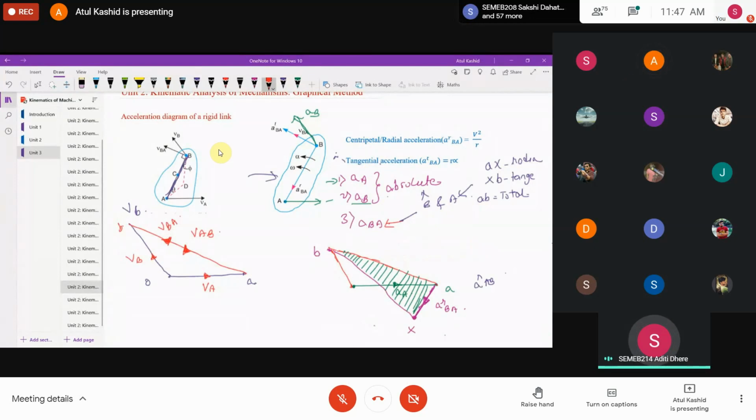Yes, Aditi, go ahead. I haven't understood how to look at that arrow's direction, arrow pointing. Arrow pointing for what? Tangential acceleration or radial acceleration? Sir, please say that for all acceleration diagram.